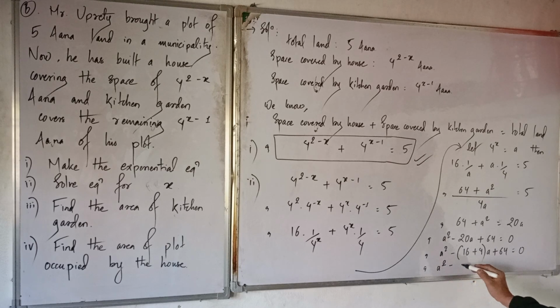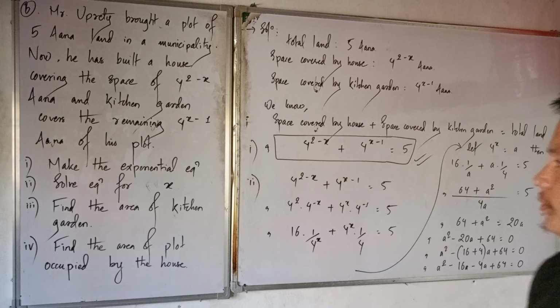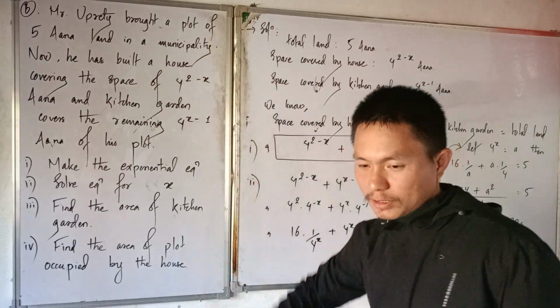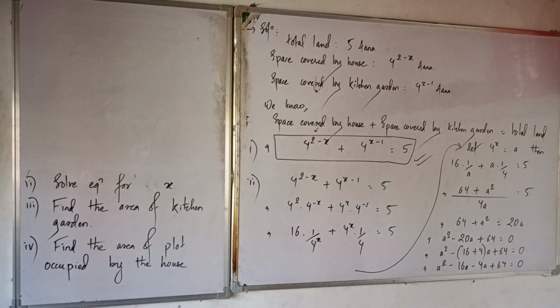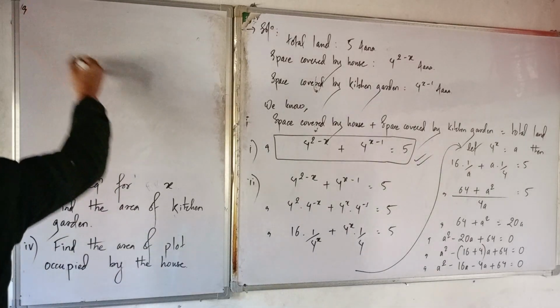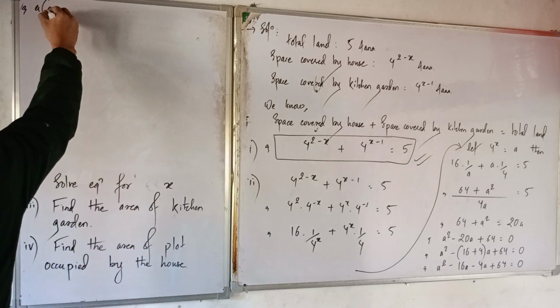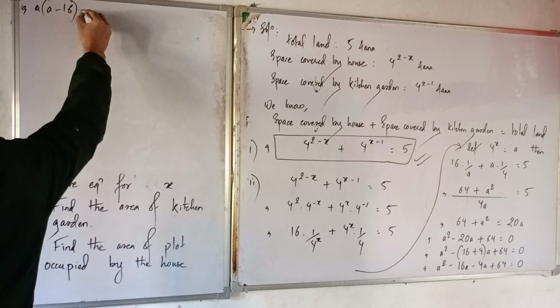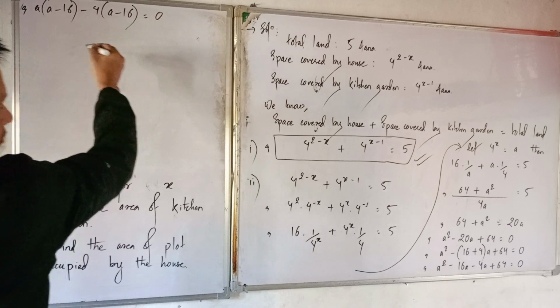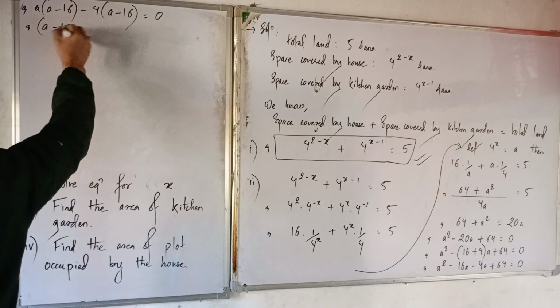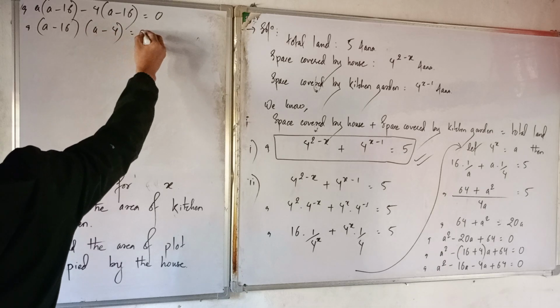Or a square minus 16a minus 4a plus 64 equals 0. Not much space here, so I'm going to rub this part, you'll be using that no more. Now after that, take a common there. A minus 16, minus 4 common, a minus 16 equals 0. So (a minus 16)(a minus 4) equals 0.